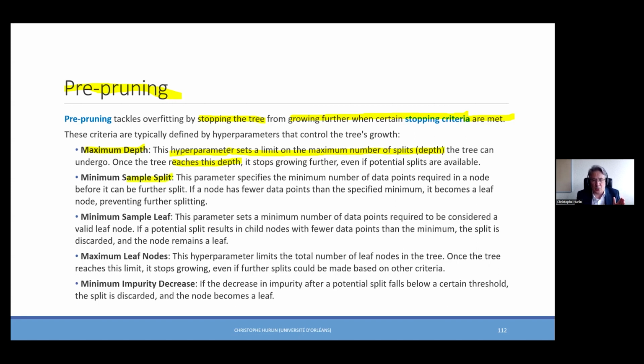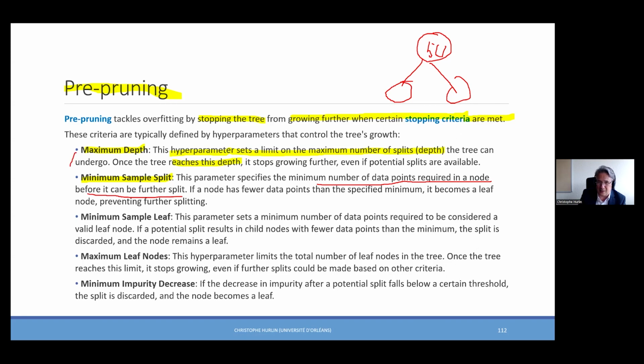You could also control alternative elements of the tree. For instance, you could also control for the minimum sample split. This is the idea that I will control the number of samples, of examples, that I have in a split before deciding whether or not to split it. This specifies the minimum number of data points required in a node before it can be further split.